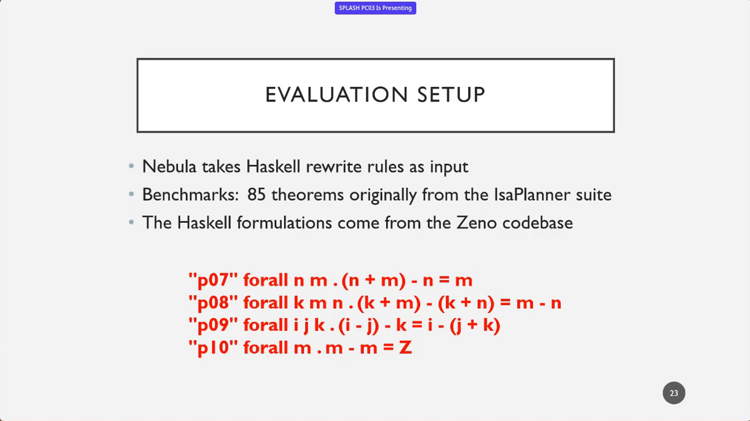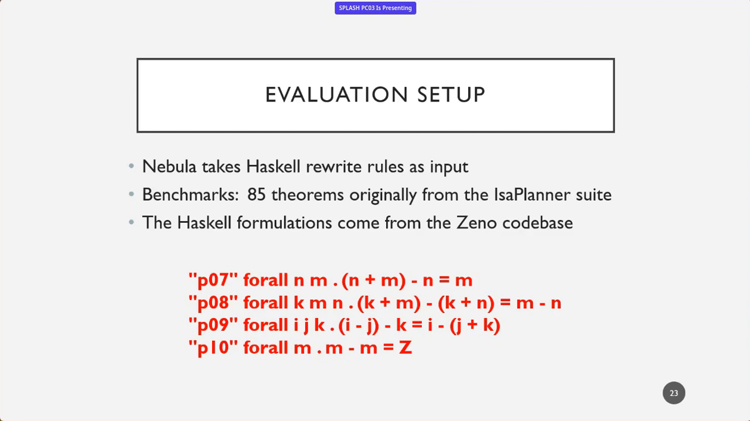The specific equivalences that we formulate as rewrite rules are the 85 theorems that come originally from the test suite for ISAPlanner, which is a different tool. Their formulations in Haskell come from the code base for Zeno, which is a Haskell verifier that operates under the assumption that all expressions are finite and fully defined.